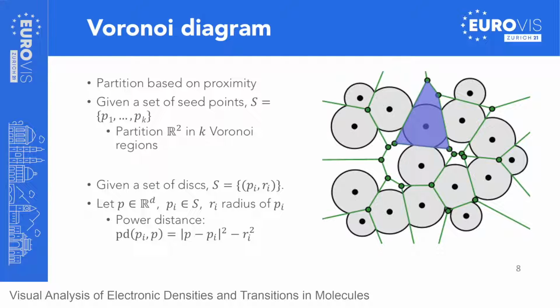We use a weighted version of Voronoi diagram. So here each point has additional weight associated with it, which can be represented as a radius as shown in this figure.